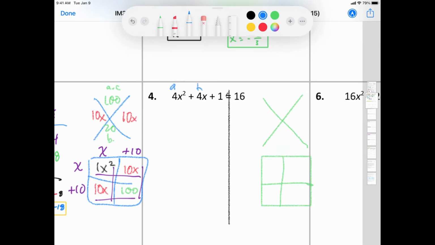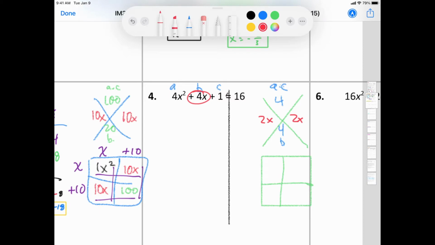It's my A, B, and C. So A times C is going to be 4. My B value is also going to be 4, so that number is going to be what? 2 and 2. Splitting this middle term, so that's 2x and 2x. Where do those 2x's go?